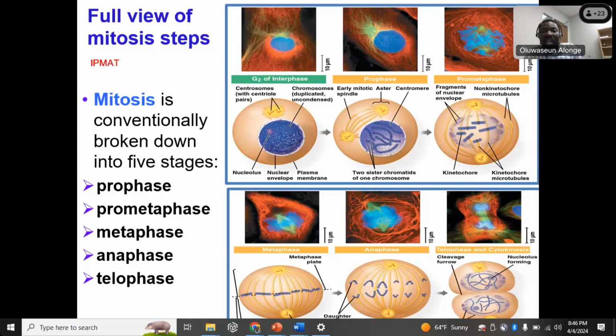Now, the first thing that happens, if you look at this, this shows you, for the 5 stages here, you have prophase, you have in quotes pro-metaphase. Pro-metaphase simply means before metaphase, and I'm going to show it to you as we go. It's nothing complex. Then you have metaphase, anaphase and telophase. After that, you're going to have cytokinesis. Now, this is what the cell looks like at G2. When G2 ends, you have the cell look like this.